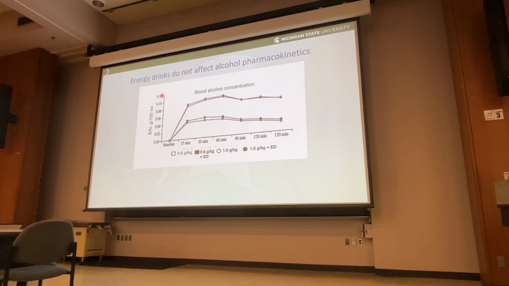If you look at blood alcohol level and you give 2 different doses of alcohol, either 0.6 grams per kilogram or 1 gram per kilogram of alcohol, and then you have an equal cohort that you give an energy drink to along with that dose of alcohol, you can see that the concentration of alcohol in the blood well out to 2.5 hours remains essentially the same, right? So these people might be a little bit more up, but they're not breaking down the alcohol any better, and they're just as inebriated as those without the caffeine on board.